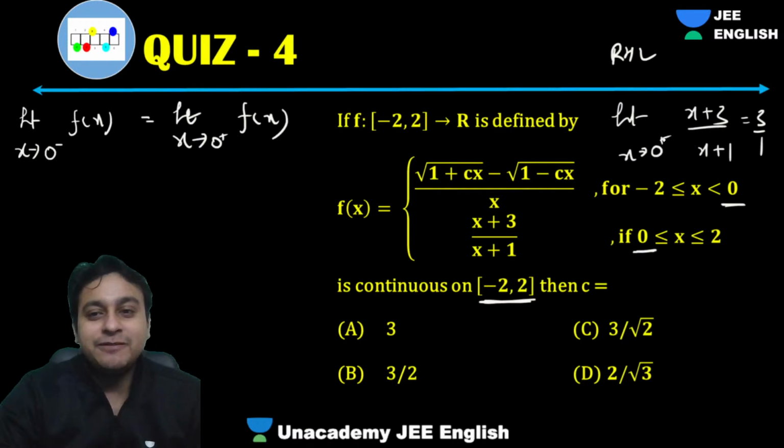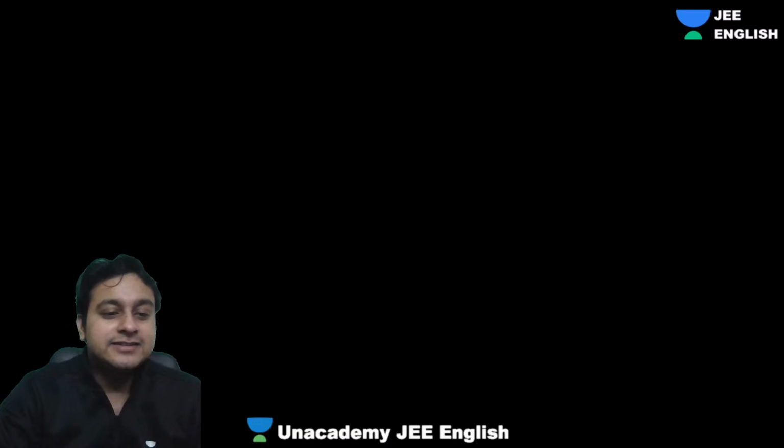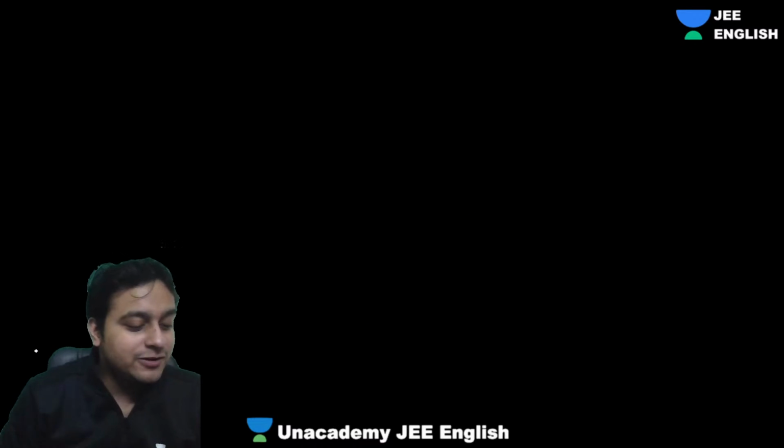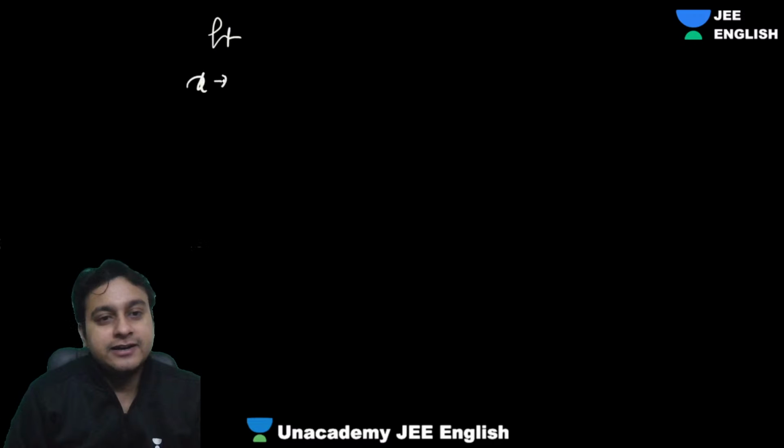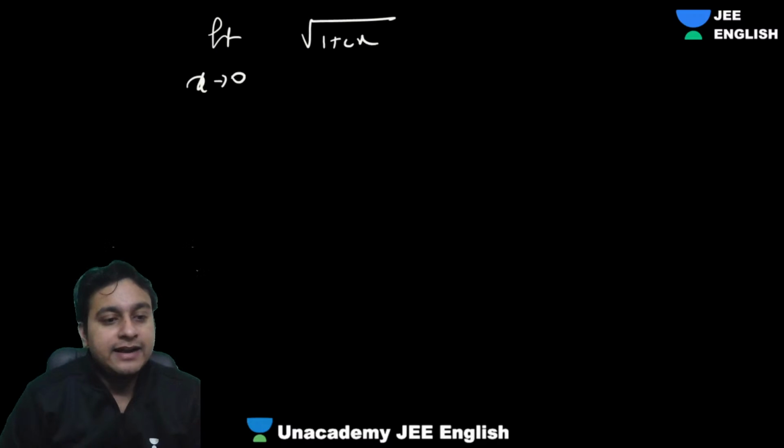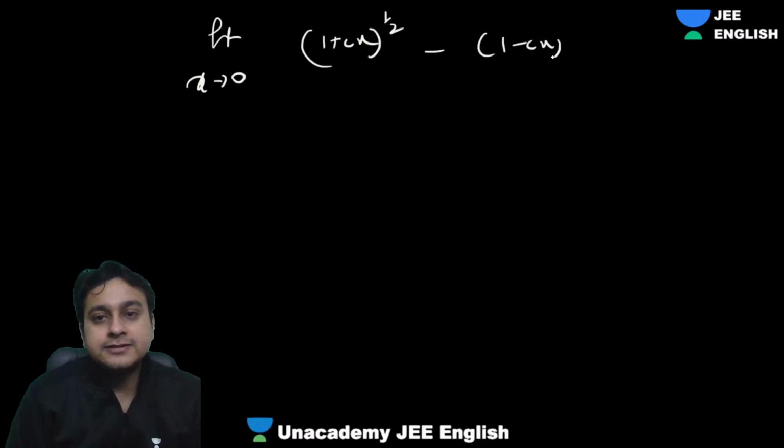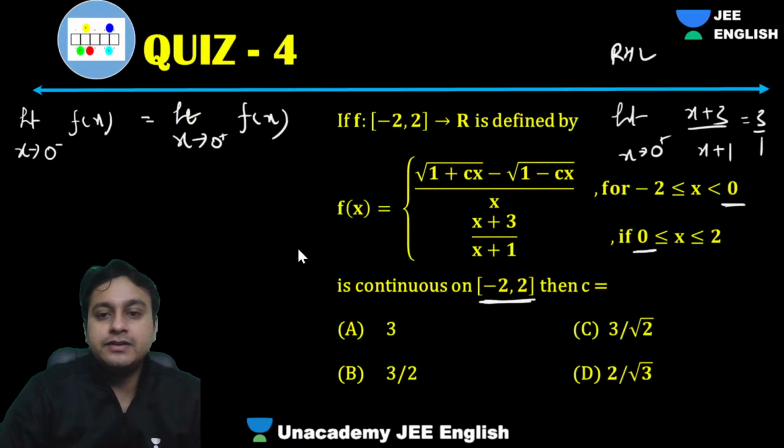So obviously, guys, we can put 0 directly because obviously it is not a 0 by 0 form. Now you can calculate limit x tending to 0, root of 1 plus cx. Okay, can I write it as, guys, (1 plus cx) power half minus (1 minus cx) power half, right? Divided by x. Isn't it, everyone?